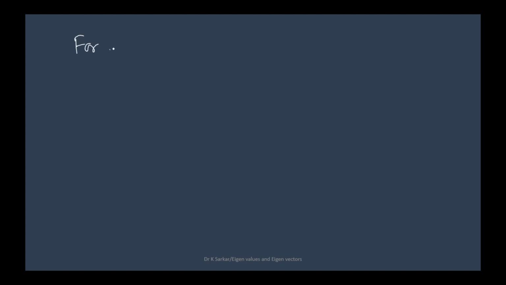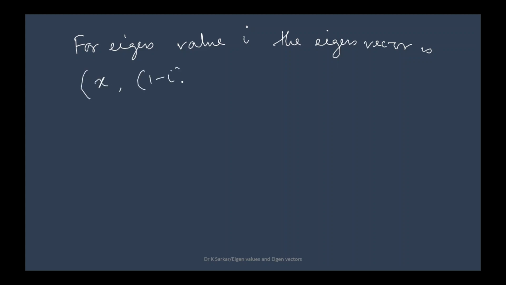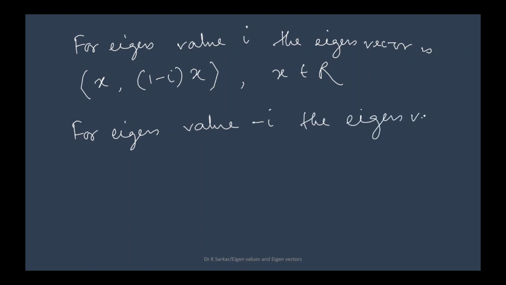So, for eigenvalue i, the eigenvector is x, (1 minus i) x, x belongs to R. For eigenvalue minus i, the eigenvector is x, (1 plus i) x, x belongs to R. So for different values of x, we will get different eigenvectors. Therefore, there are multiple eigenvectors.